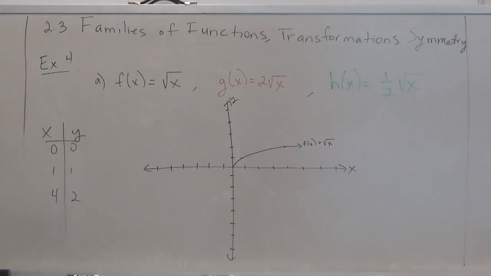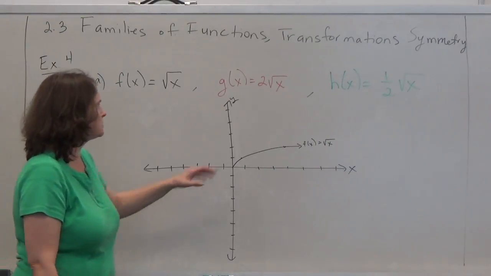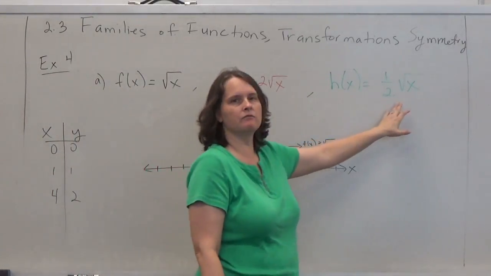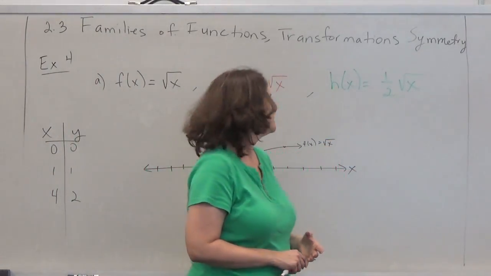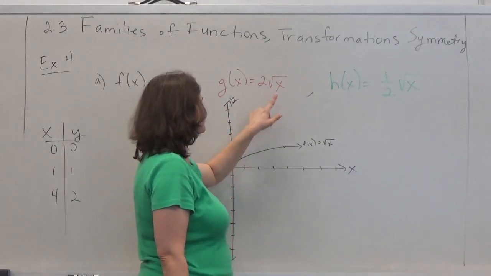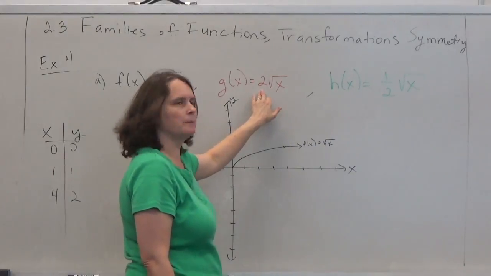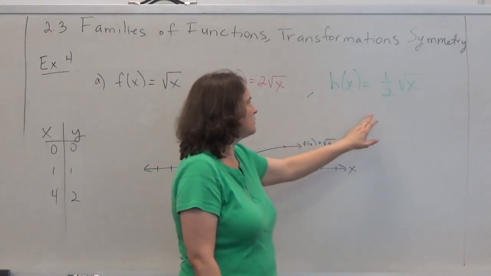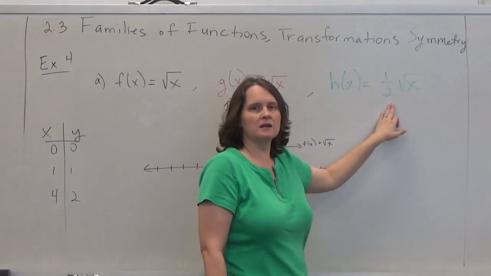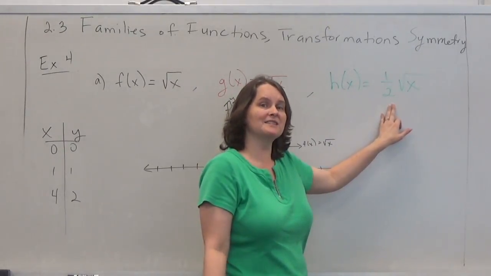Example 4, we're asked to graph on the same coordinate plane for part A, f of x equals square root x, g of x equals 2 times the square root of x, h of x equals 1/2 times the square root of x. So here we're going to see how multiplying numbers in front of our function will affect our graphs. Here let's notice that we're multiplying the original square root function by a number larger than 1. Over here, we're multiplying by a number that is smaller than 1, but still positive.